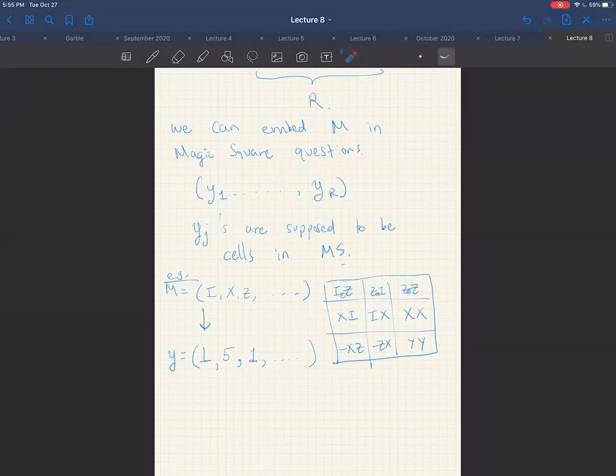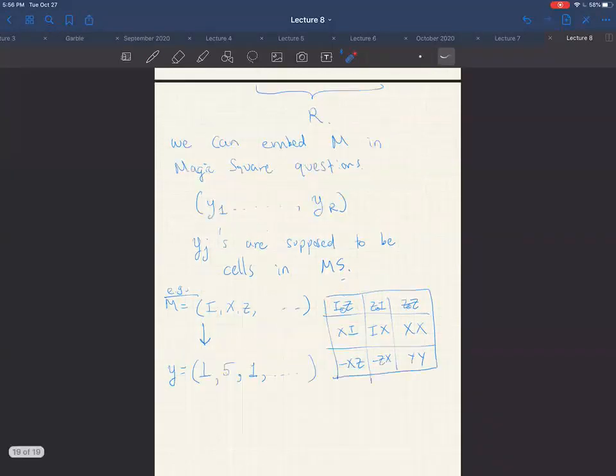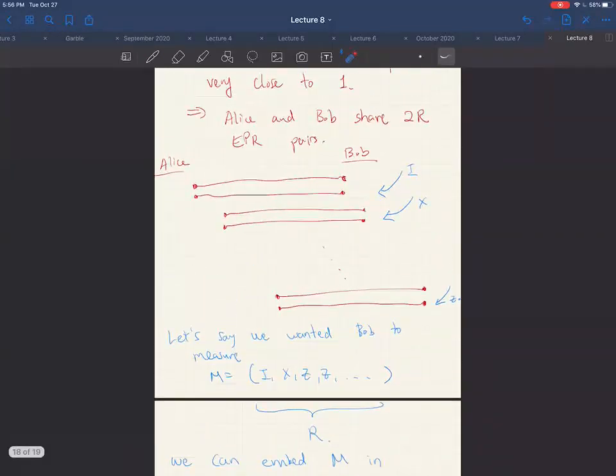So when Bob sees this, he thinks he's playing the magic square game. And since he's supposed to be winning with high probability, he has to be doing the honest thing. So for the second instance, he has to measure his two qubits using IX. And for the third instance, he has to be measuring IZ, right? So on these EPR pairs, he's going to be doing those measurements, and we know he's doing them.